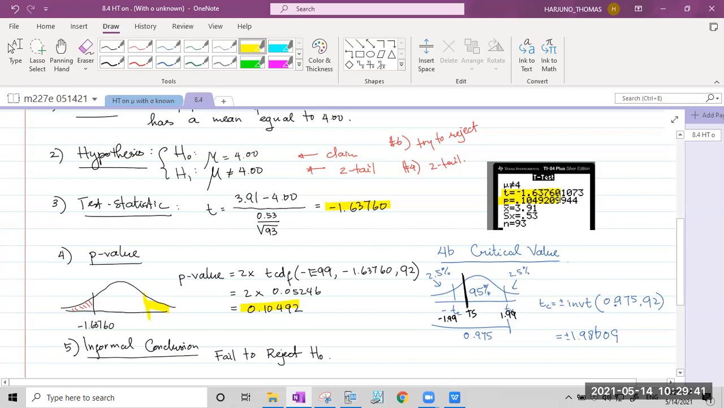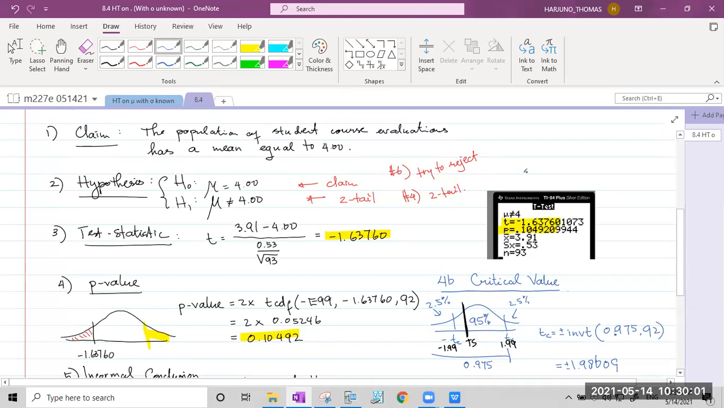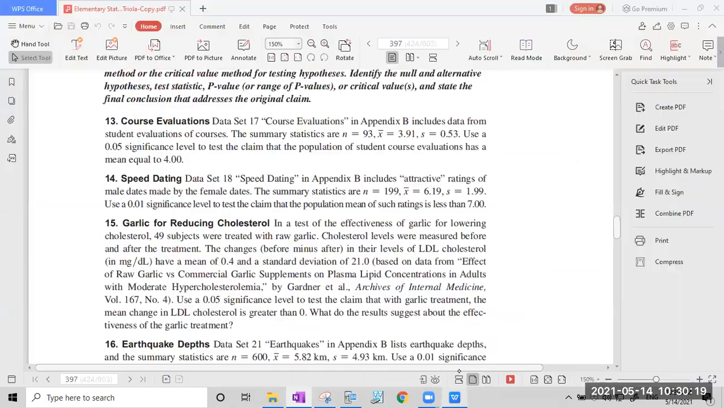Again, the calculator is only being used to supplement, to confirm that your test statistic in step 3 and p-value in step 4 are correct. Not to substitute, but to supplement. Maybe I write here how you get this: you go to stat, then test, then t-test. Let's do more problems. Let's see number 15.